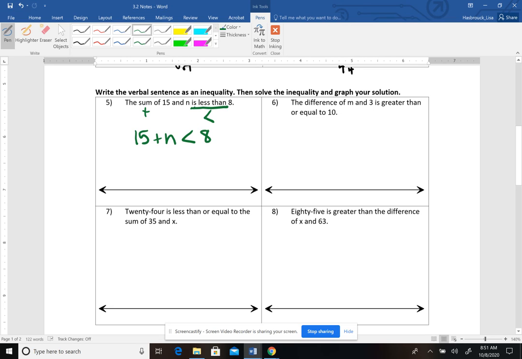Now that we've written our problem, we do need to solve it. So I'm going to subtract 15 from each side. I get n is less than negative 7. Now I can graph it. At negative 7, we have an open dot, and I shade to the left.